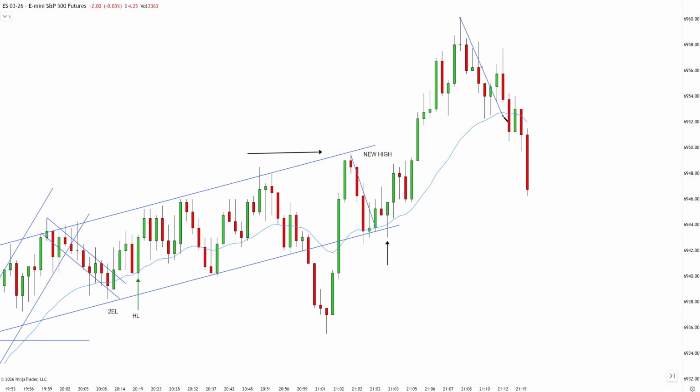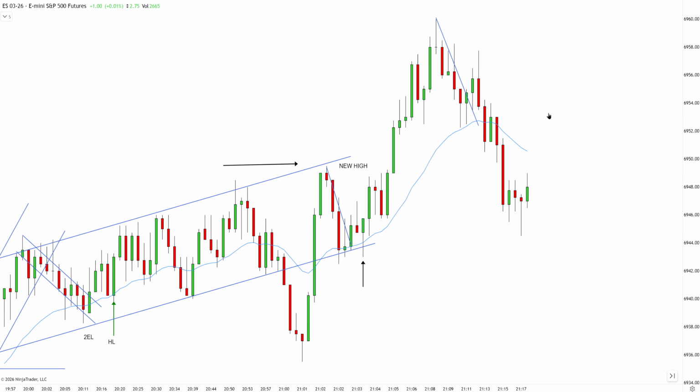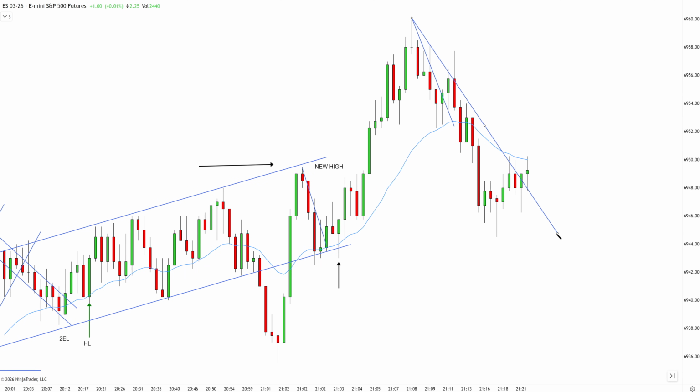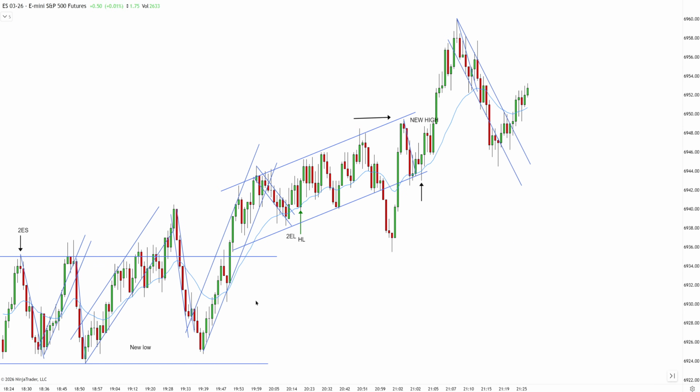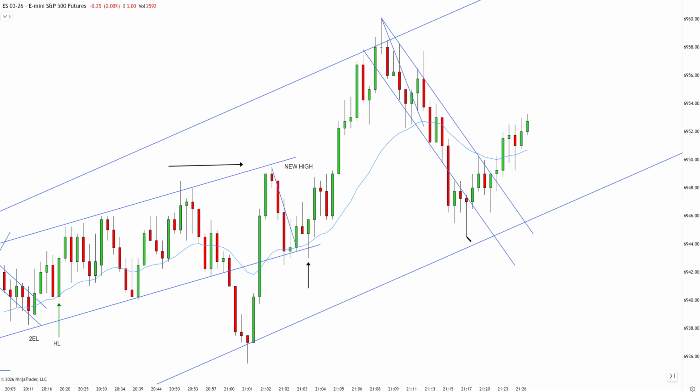Then we draw the downtrend working lower. Here I was expecting some bearish reversal, but we had an overshoot. We pushed back above the EMA, so this is telling me this is probably a bigger pattern, so I'm going to draw a wider channel, something like this. I'm going to draw a channel like this.